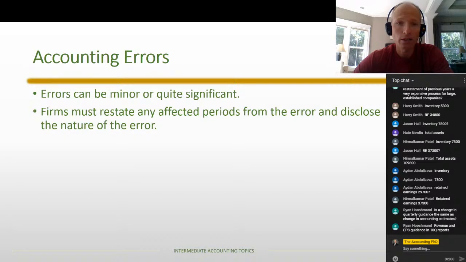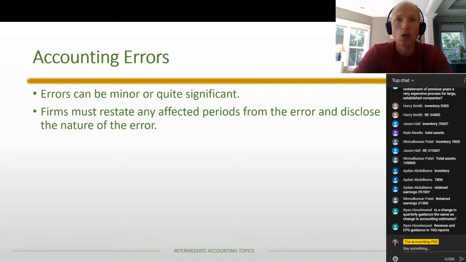So for errors, they have to actually restate all affected periods. Doesn't matter how many, it doesn't matter how far back they go. If an error affected a period, you must restate that period. And basically what you end up doing is, usually there's either a press release or what's called an 8K where they'll report that, and then usually in the subsequent 10Q or 10K they'll get into a little more detail to show you the full effect of any error that was made.